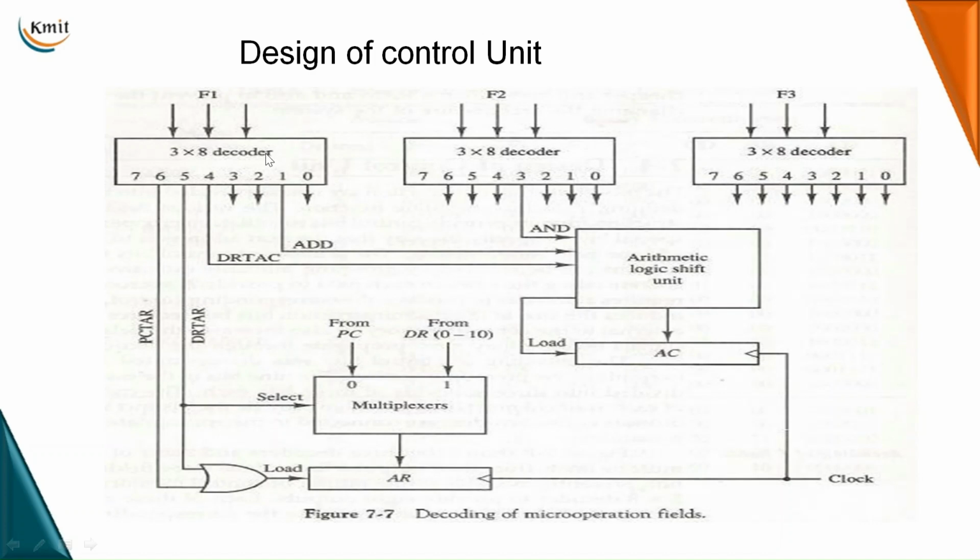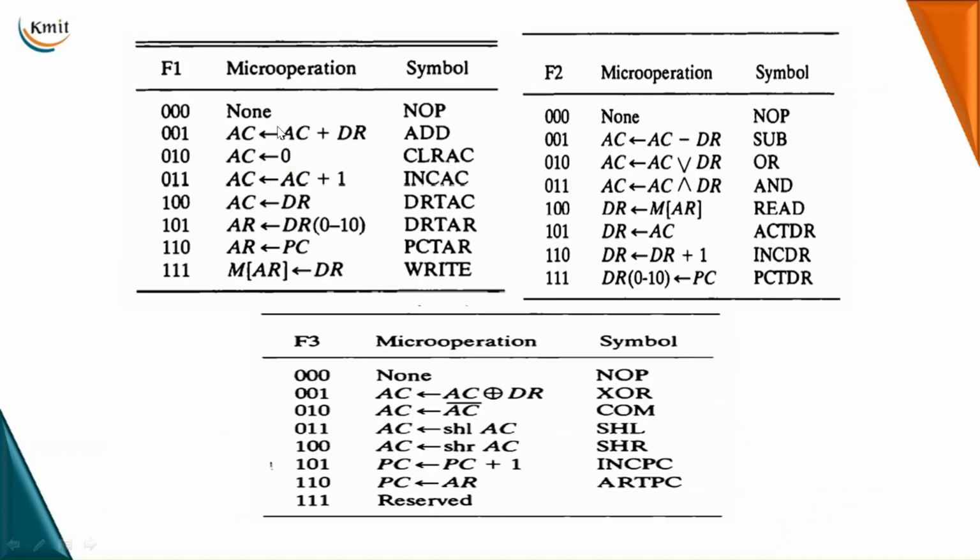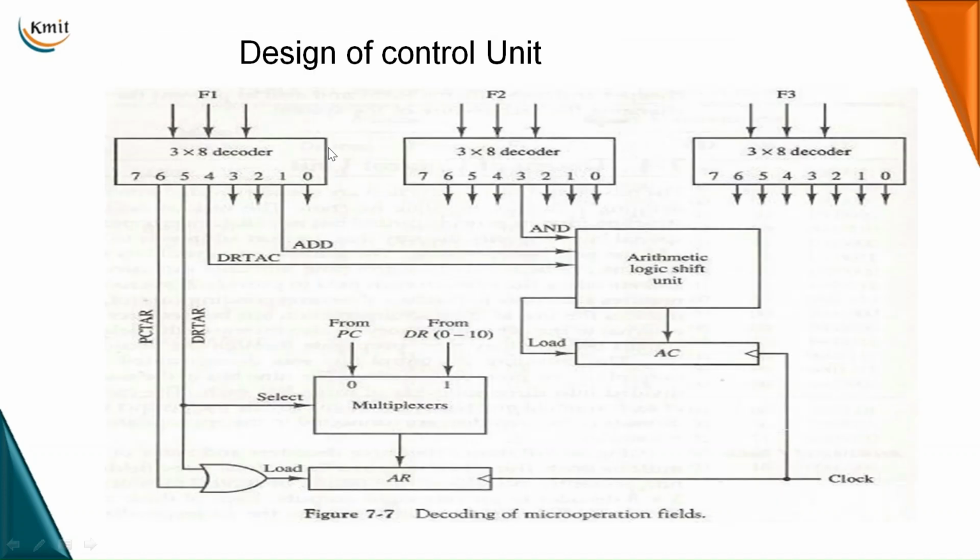Similarly, if you look at the F1 function for 001, the operation is add. So if you look at the table for 001, it performs an add operation on the contents of the accumulator and the data register. So whenever this output is given as an input to an ALU, it performs an addition operation on the contents of the accumulator register and the data register, and the result is loaded back into the accumulator.